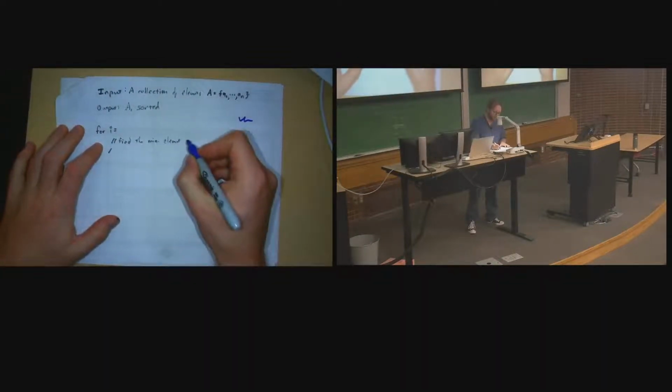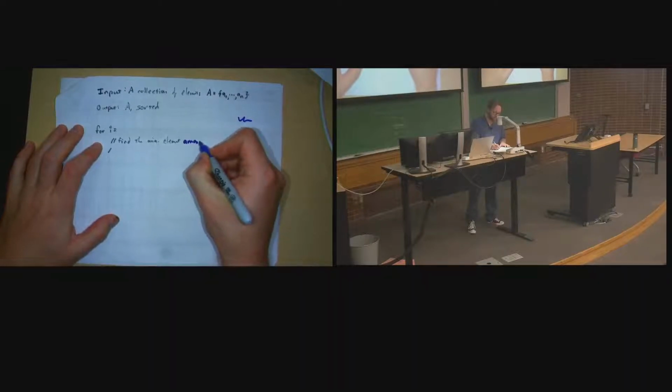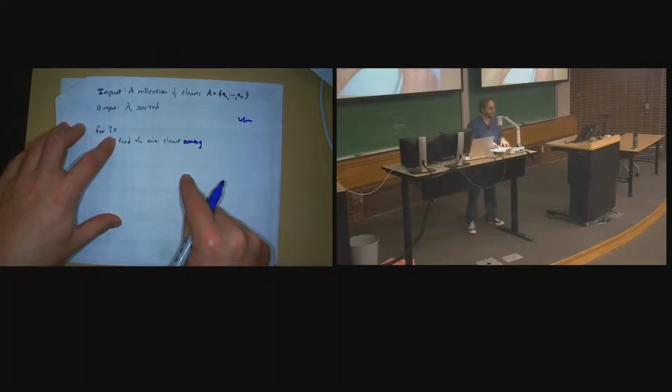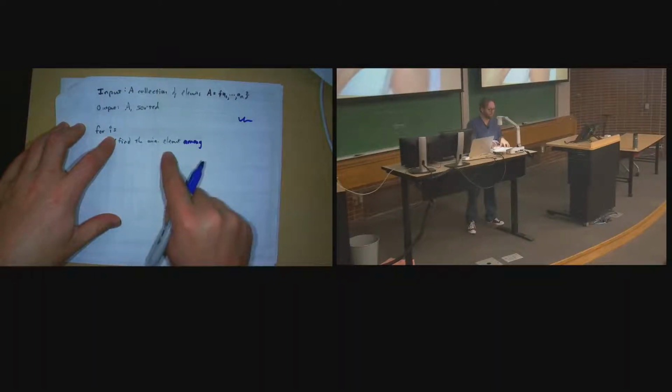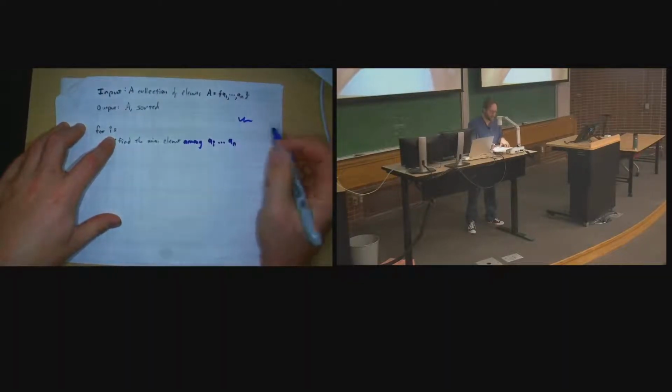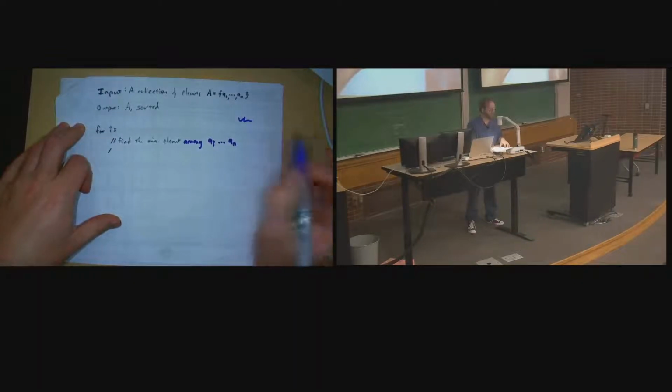Should I switch to blue? Let's see. That little bit, yeah, that's a little bit darker. Let me go ahead and switch to blue. Find the minimum element among. Now remember, this is the ith iteration, so the first i minus 1 elements have been sorted already. Okay? So what we want to do is find the minimum element among a sub i, up to the end, a sub n, and then swap it with a sub i.